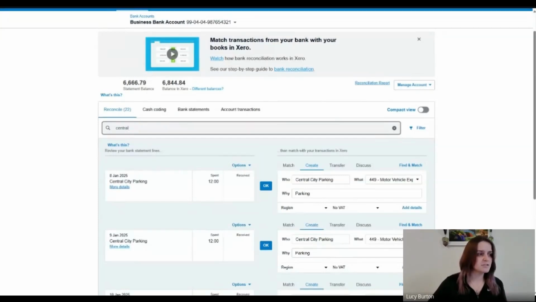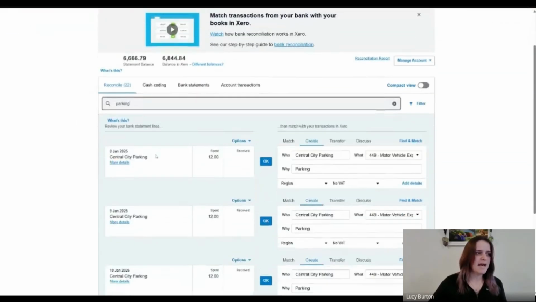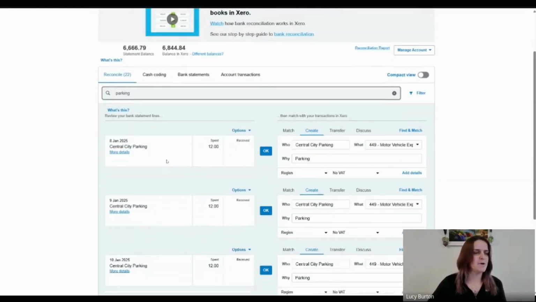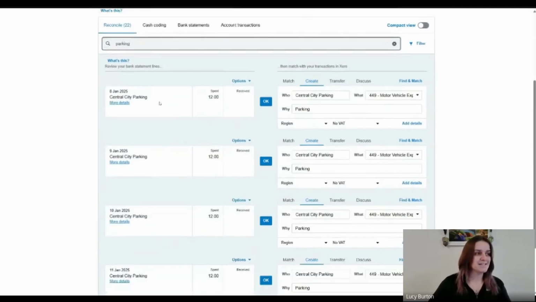So I could type in Central to find my Central City parking. Or, for example, I could start typing parking, and again, it will find it. It's not looking for the very first word, it's just looking for a word that is within that name. So these are all my Central City parking payments, and I don't have a receipt for these. So what I'm going to do is just key them in with no attachments, and therefore no bills.